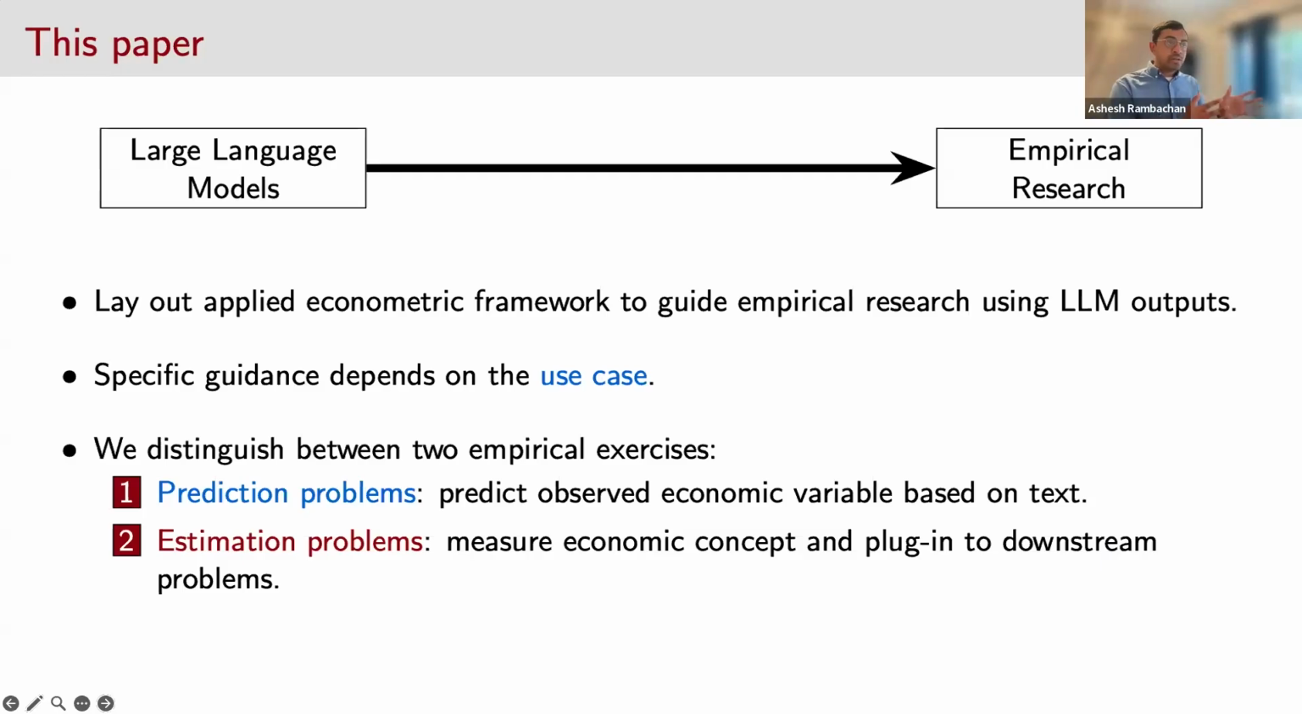In particular, I'm going to distinguish between two types of empirical exercises. The first are what we might call prediction problems, in which we link some observed economic variable to some pieces of text, and we would like to predict that economic variable using the text or embeddings based on the text. The second are what we'll call estimation problems, in which we think that a piece of text expresses some economic concept that we would like to measure. And if we had those measurements, we would simply plug them into various downstream regressions or quasi-experimental designs that we might be interested in.